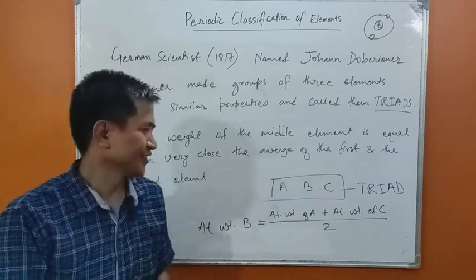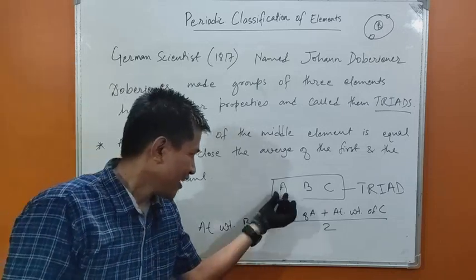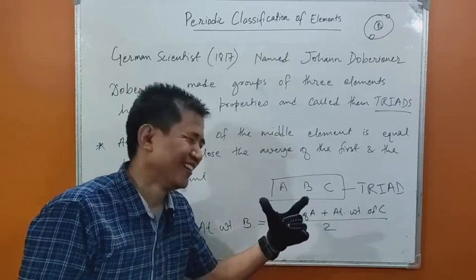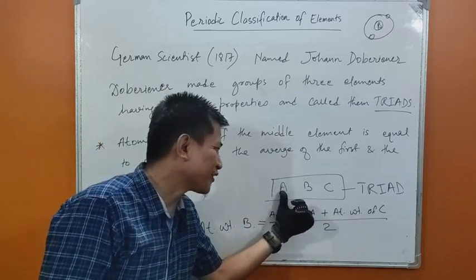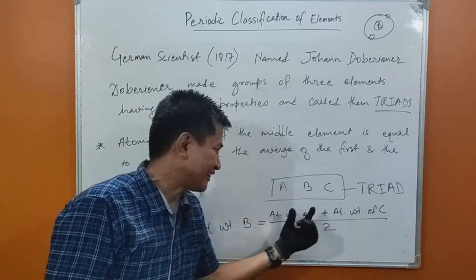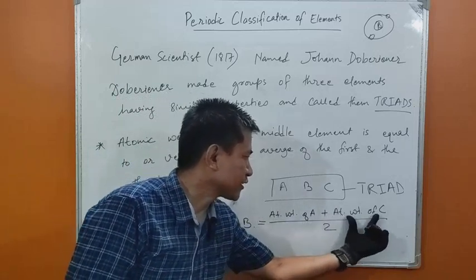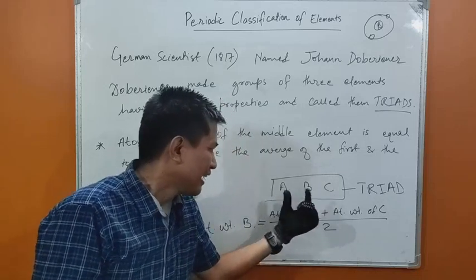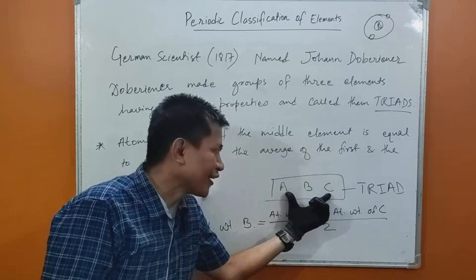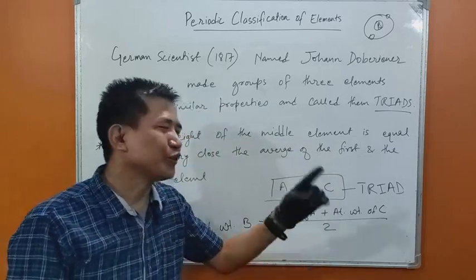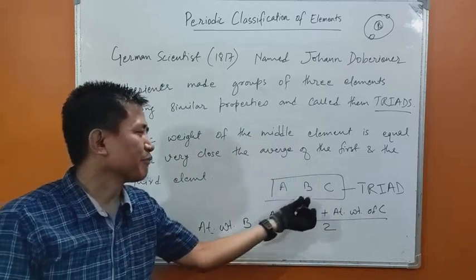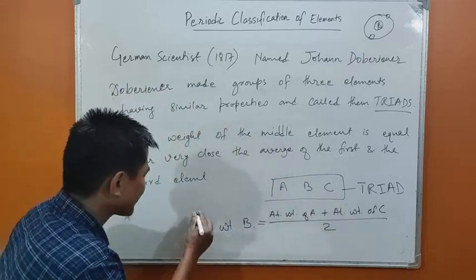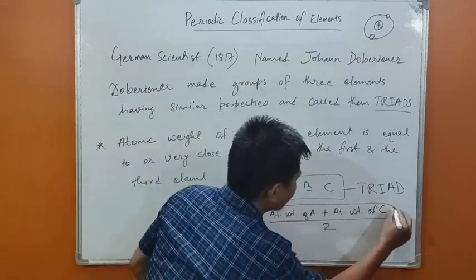Did you get my point? I'll explain again. The atomic weight of A plus the atomic weight of C divided by 2 gives the average of the atomic weights of A and C. And this average is equal to, or very close to, the atomic weight of the middle element, that is atomic weight of B. He formulated, or put forward, this law.